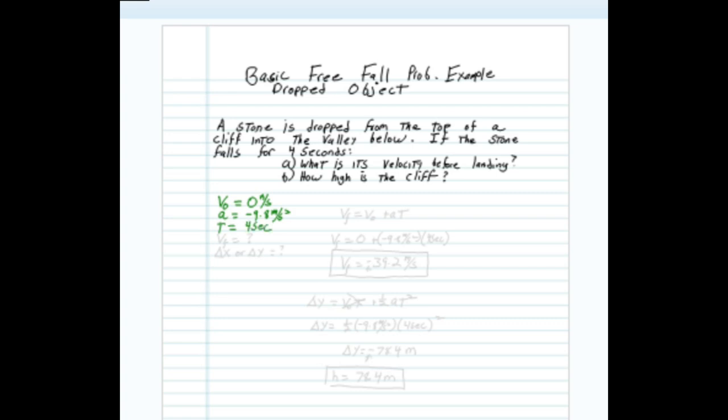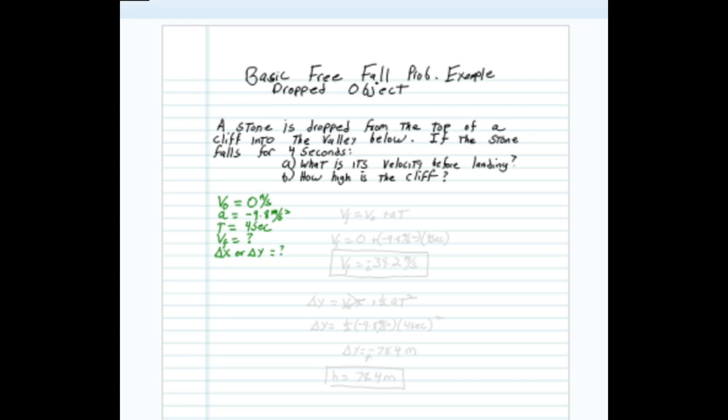The question is asking us, what's its velocity before landing? So not when it hits the ground, but just before it hits the ground. So that's going to be our final velocity that we want to find. And also, how high is the cliff? Well, another way of saying how high is the cliff is how far does the stone fall, or how much does the stone change its position? So we're going to call that delta x. We could also use delta y in this case. Some people like to use y since we're talking about motion in a vertical direction rather than a horizontal direction. But either way means the same thing. So we're trying to find that as well.